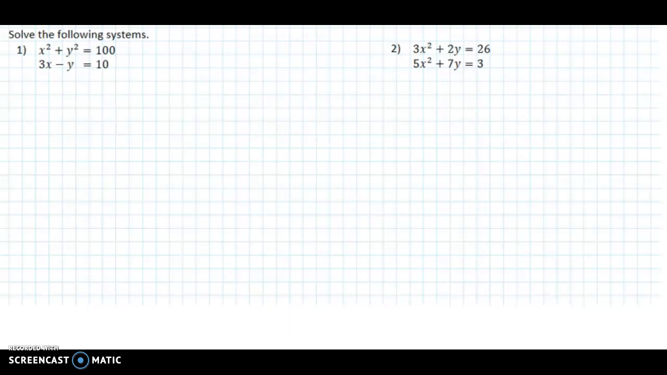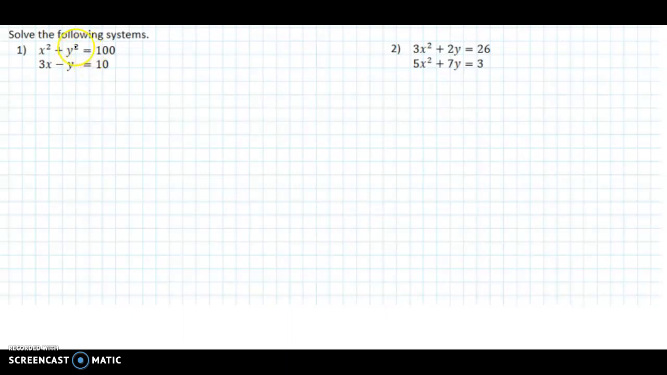Okay, so we are going to look at solving systems of nonlinear equations. We will have some of the same methods as before. We could solve with graphing, we could solve with elimination and substitution. However, we will have a few more limitations on those depending on the system we're given.